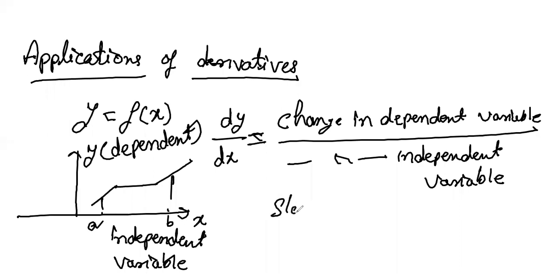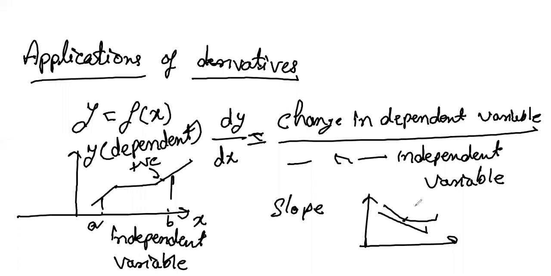Change in dependent variable with respect to change in independent variable is dy by dx, or we can say the slope. If at this point we are finding the derivative, means change in y with respect to x, we can say the slope at this point is positive. Similarly, if the curve is of this pattern, then at this point the slope, means rate of change, is negative. So the rate of change of dependent variable with respect to independent variable is the derivative of that particular function.